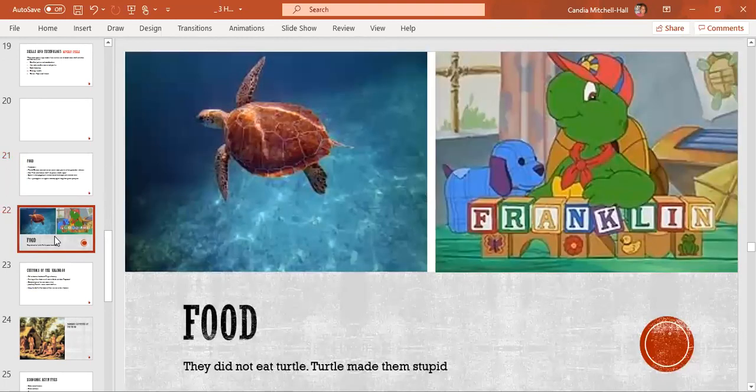But there's one exception when it comes to meat. Look at Franklin. Anybody know Franklin? Yes, sir. Yes, my favorite cartoon. Still watch Franklin. The Franklin here, they didn't eat Franklin, the turtle. The Kalinagos didn't eat the turtle. They believed that the turtle made them stupid.